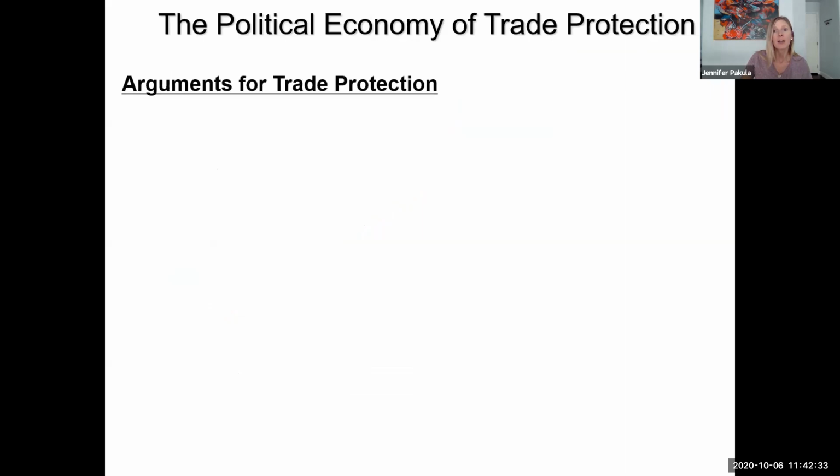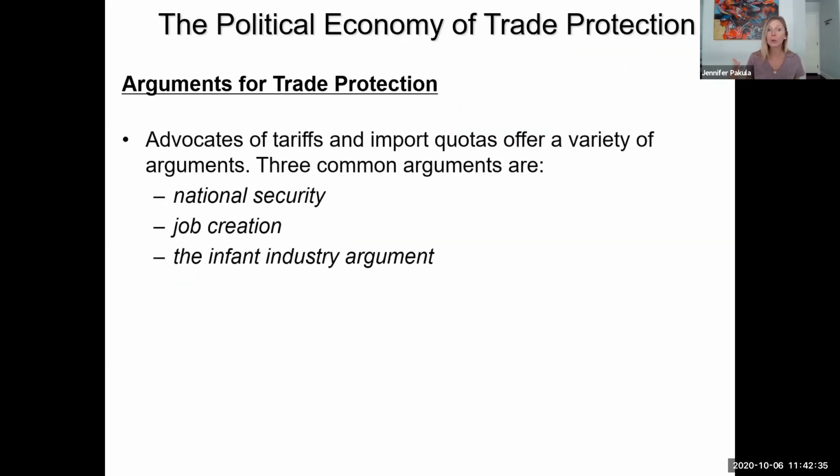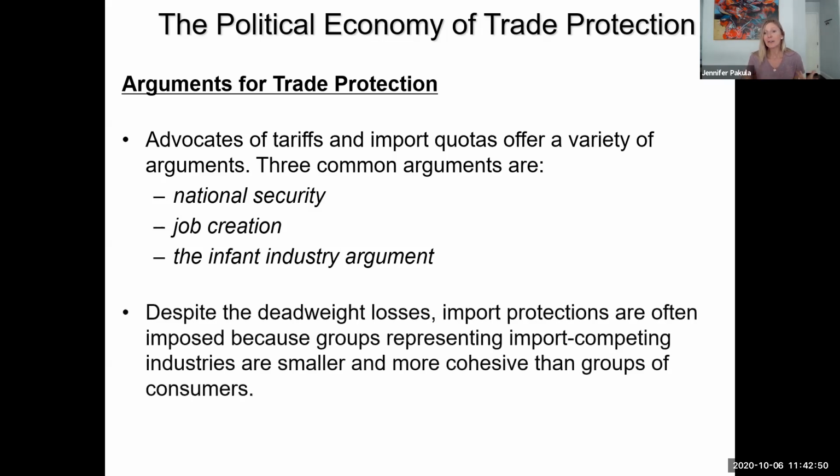If we're thinking about trade protection, why do we have it? Advocates of trade protection, of tariffs and import quotas, have three main arguments. Those typically include national security, job creation, and the infant industry argument. Okay? Even though we have deadweight loss, so even though we lose out on transactions, we have to think about the political side of this.